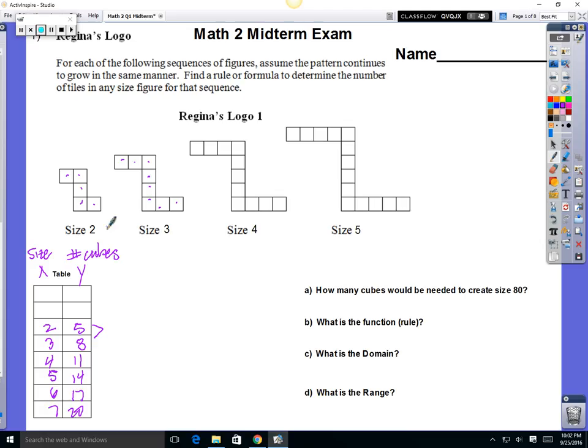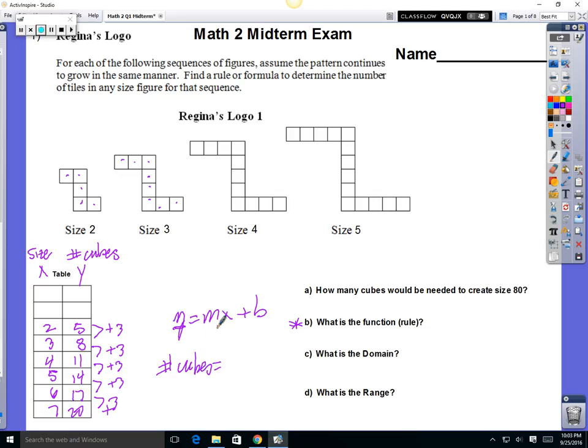Every time you go up one size, you increase 3 blocks. So you're adding 3 blocks to make the next picture every time. So that means it's linear. Let's do B first. If it is linear, it follows y equals mx plus b. Okay, now your y's are these, so the number of cubes, we're going to create a formula.